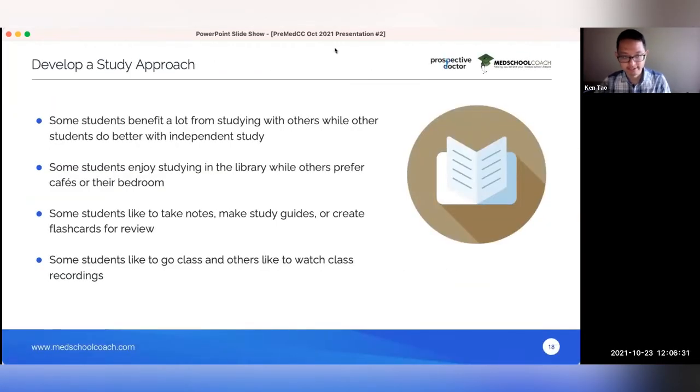All right, next, develop a study approach. You need to figure out what works for you. There isn't one way to study for college courses. So you can see here, some students like to study in groups and some students do better with independent study.